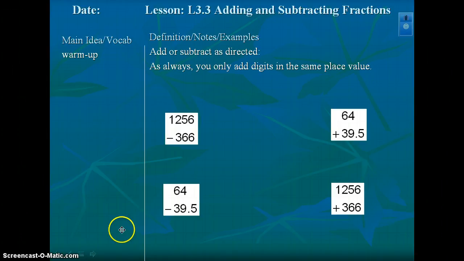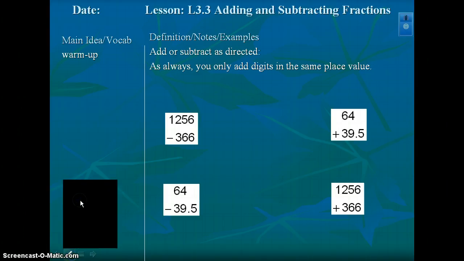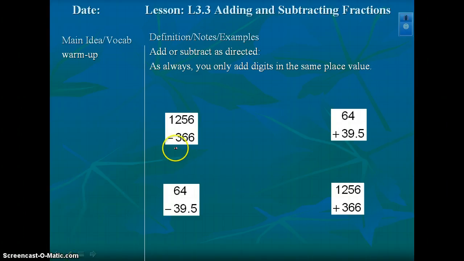Hopefully for each of these you have arrived at the correct answer. This was pretty basic. We learned to add and subtract a long time ago. When we add and subtract, it's important for us to line up the numbers at the decimal point because we only want to add and subtract those numbers that are in the same place value.